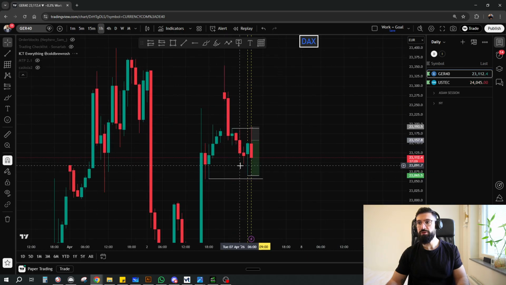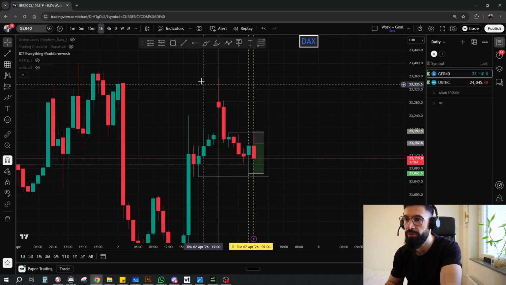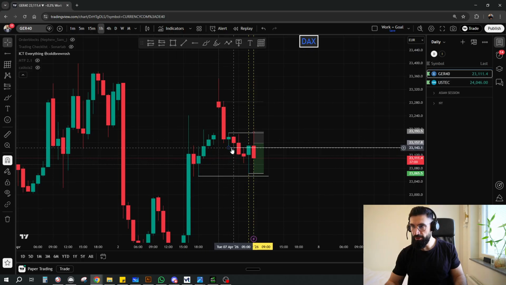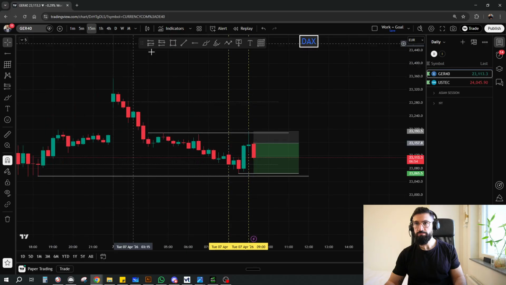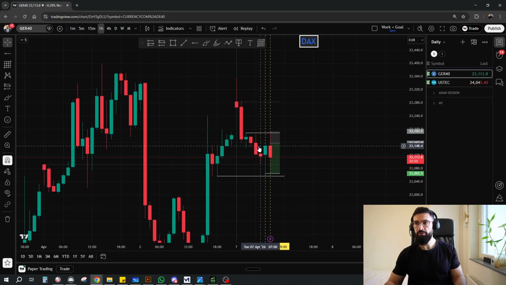So what is my main bias? My main bias for this is bearish. Why? Because we have a break of structure right here. There's a low created right here, and there's a break of structure closing underneath the body of the candle. That's on the 1 hour, right?